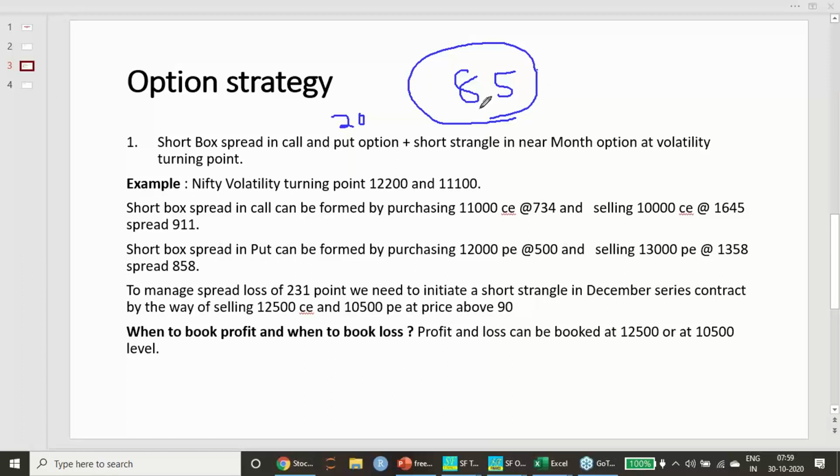So with less than 1 lakh, you can initiate any of these strategies.